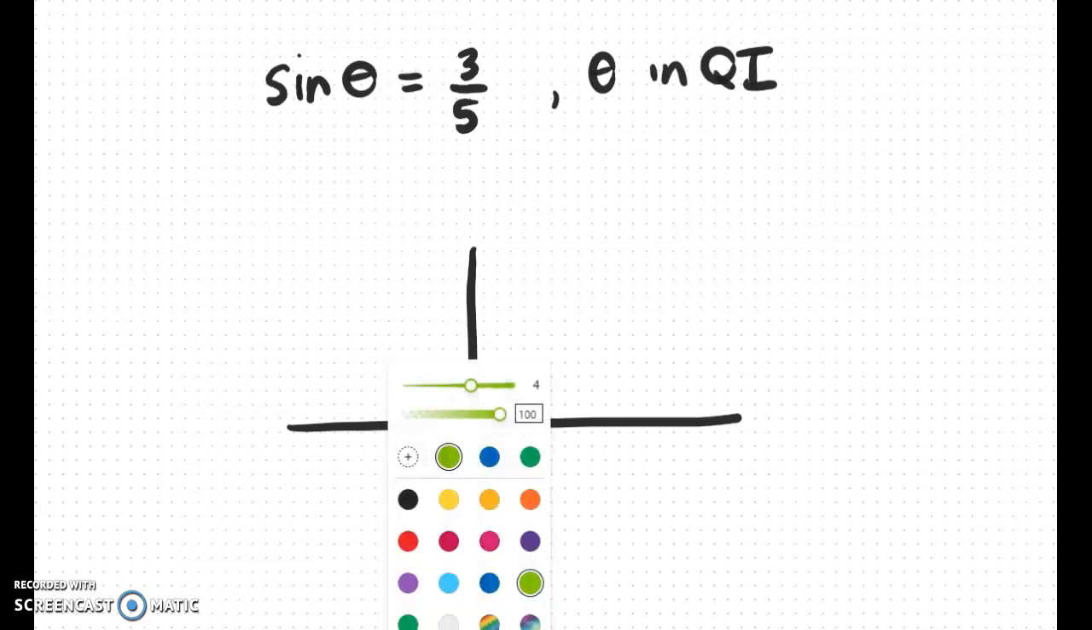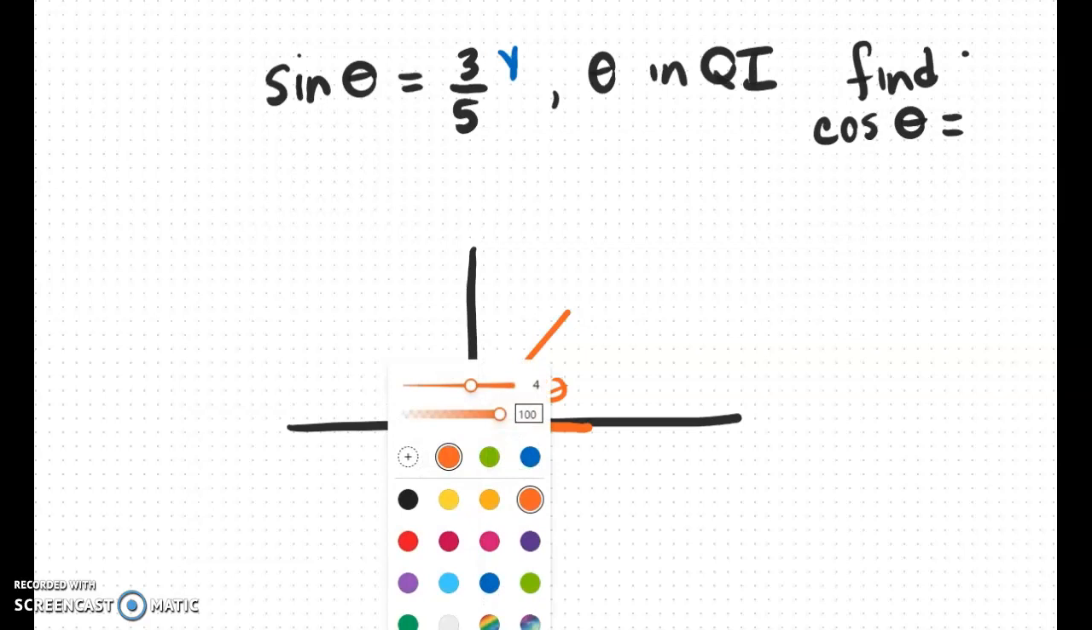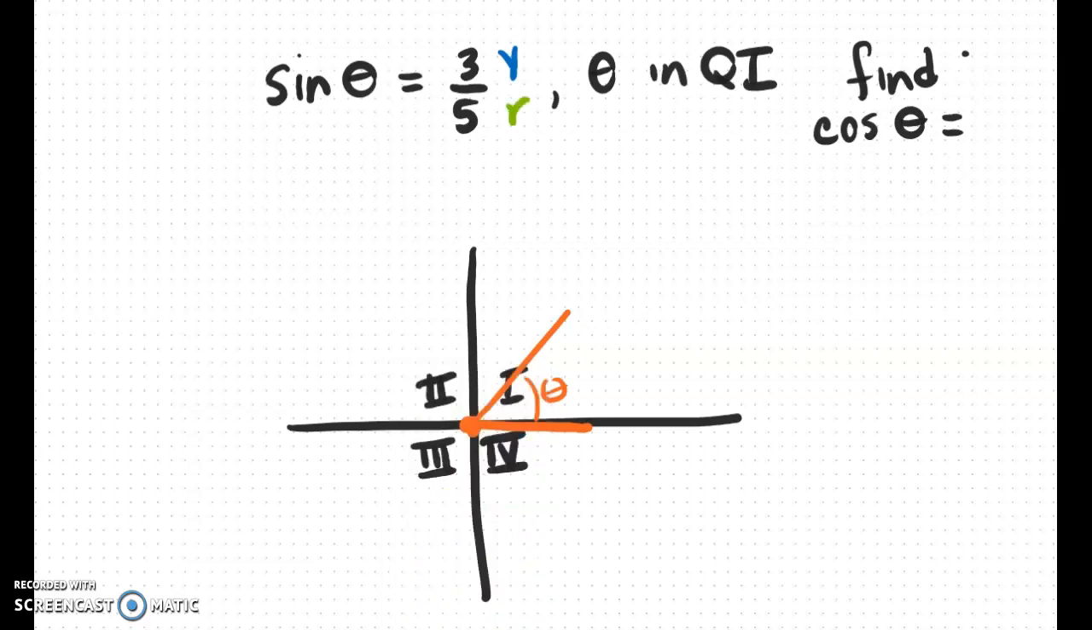And so this means that your angle has the initial side here, and it falls somewhere like this in quadrant 1. And so let's say it says find the cosine of this angle. Well, we can find the cosine. How we would do that is we would say that this is my y over r, and I know that cosine is the ratio of x over r.